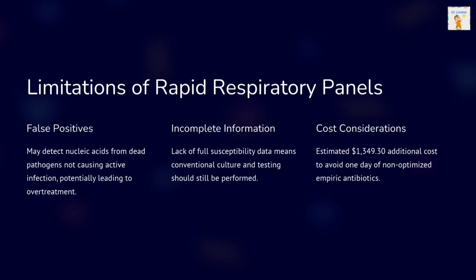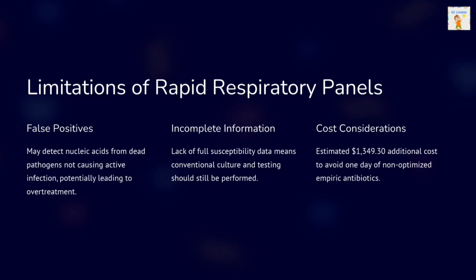However, there are certain limitations of rapid respiratory panels, which include false positives. These tests may detect nucleic acids from dead pathogens and lead to overtreatment. They give us incomplete information, so we still lack the full susceptibility data to choose or de-escalate antibiotics. So we still need cultures, and these tests are expensive even for the USA.